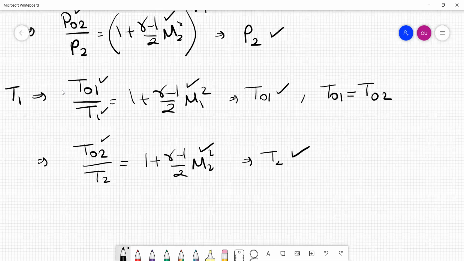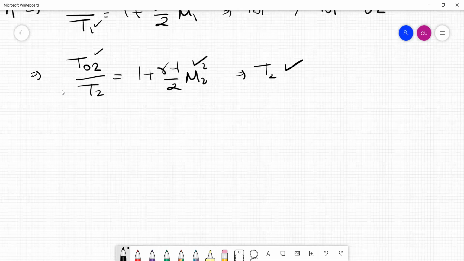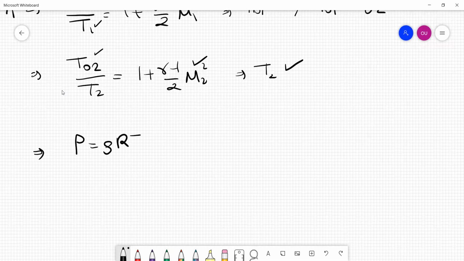Okay, so now I have the stagnation temperature, the static pressure and temperature after the expansion fan, and also, of course, using the equation of state, I can also calculate the density ρ2.